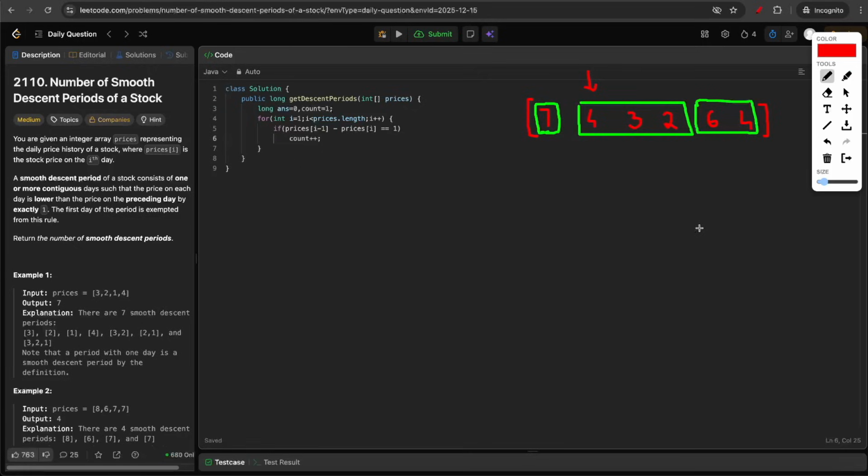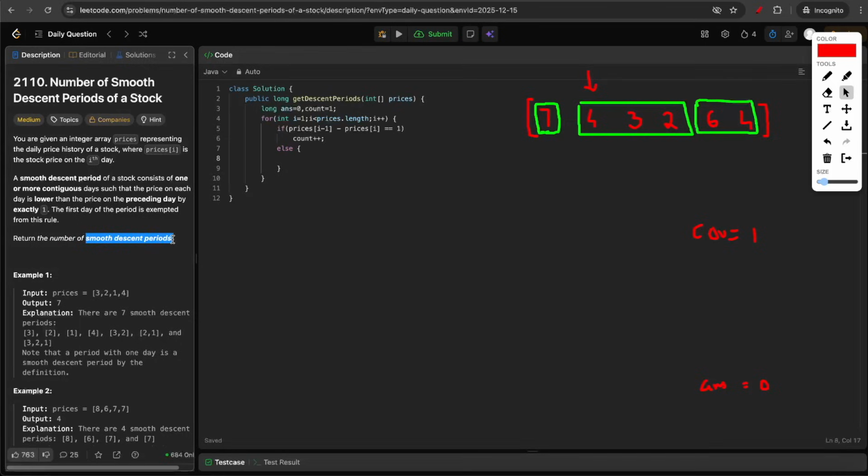So let's keep track of the variable count. Initially count was 1 and answer was 0. So at I equal to 1, we go to the else case. That means so far count equal to 1 represents there is one length contiguous subarray which is the smoothest descent period. So now we'll just find all possible subarrays of this size 1 and add it to our answer.